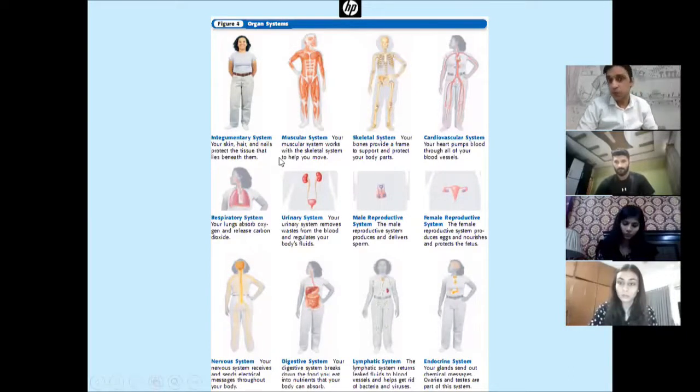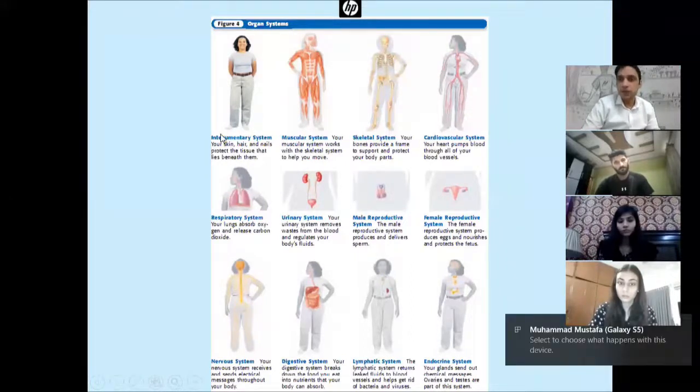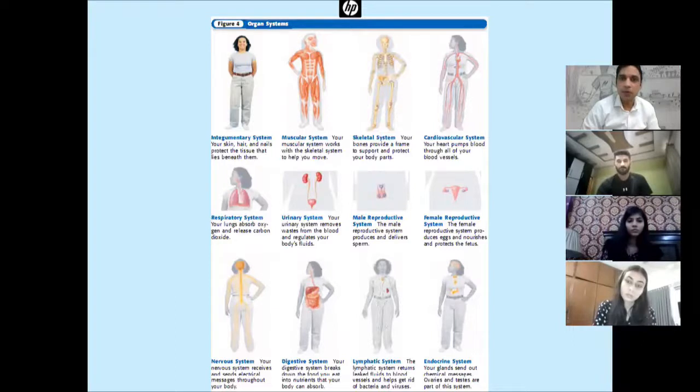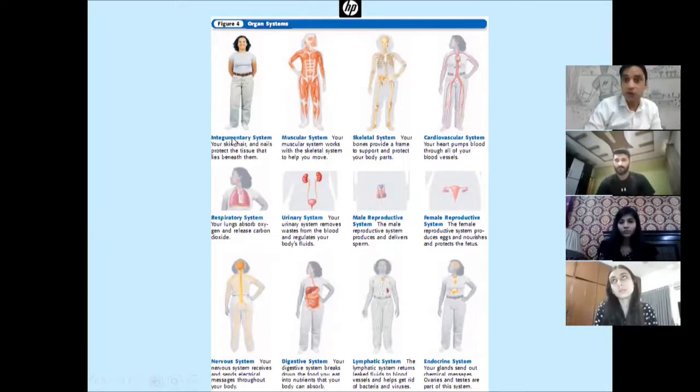The integumentary system, the first one, if you can see my slide, creates the covering of our bodies. It includes the skin, the hairs, and the nails. These things look very simple, and we take them very much for granted, but the integumentary system is doing such a great job for the survival of human lives.